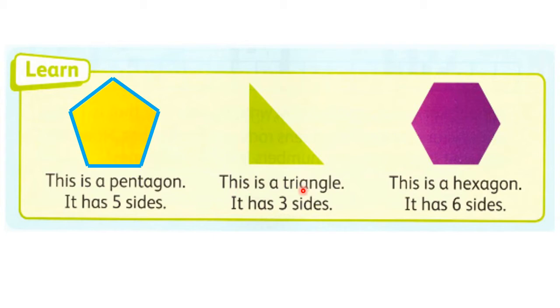This is a triangle. It has 3 sides. 1, 2, 3. This is a hexagon. It has 6 sides. 1, 2, 3, 4, 5, and 6. So, a pentagon has 5 sides, a triangle has 3 sides, and a hexagon has 6 sides.